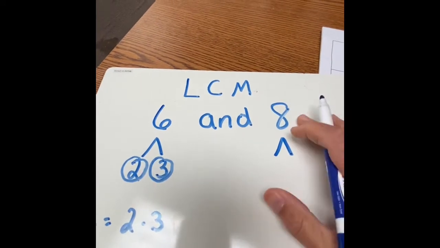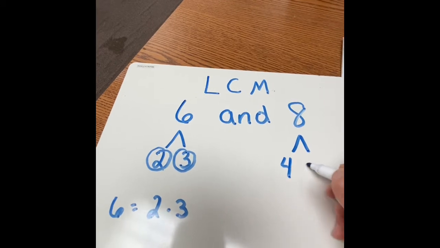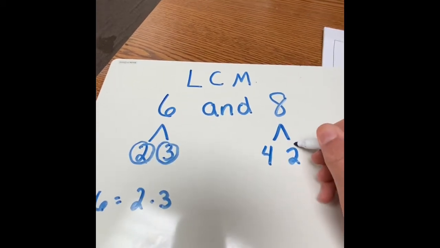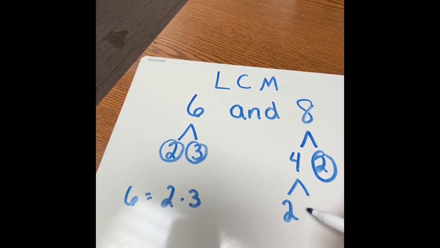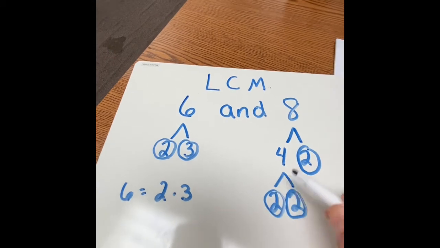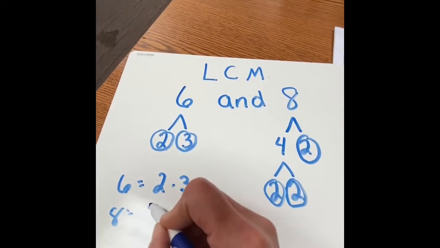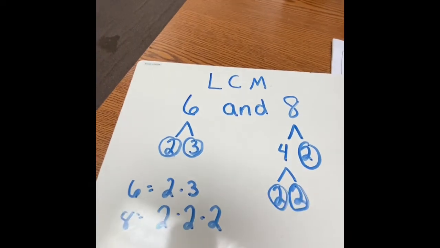Okay, now 8. Prime factorization of 8. 4 times 2. 2 is prime, right? 4 is not, so we have to break the 4 on down to 2 and 2. 2 times 2. So then 8 would be 2 times 2 times 2.